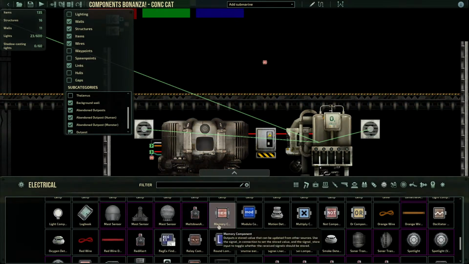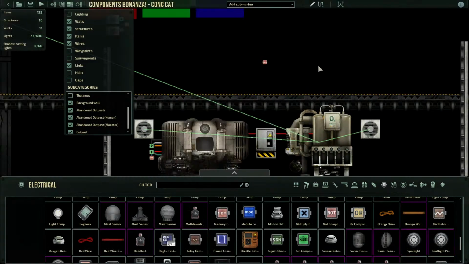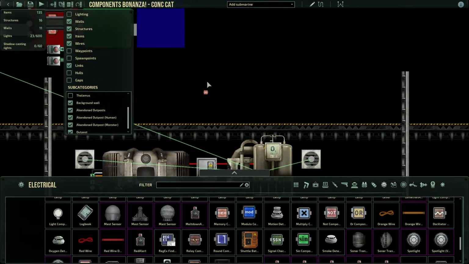So let's put... oh, it doesn't have an undo history, does it? Okay, that makes sense. Thanks. Okay.